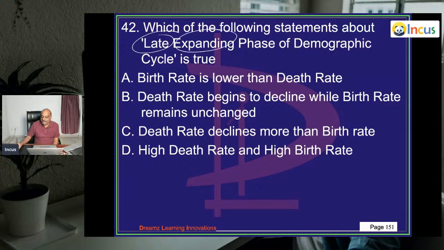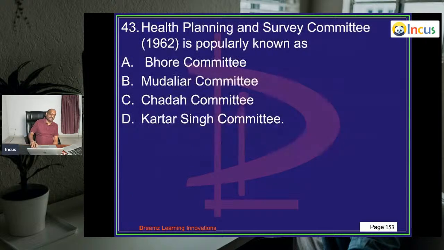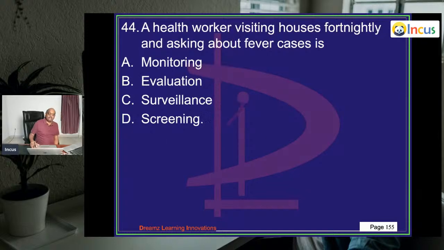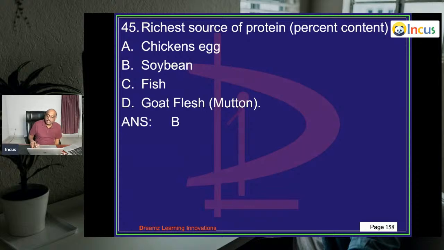In the late expanding phase of the demographic cycle, the death rate declines more than the birth rate. The health planning and survey committee is called the Mudaliar committee. A health worker visiting the houses fortnightly and asking about fever, that is called surveillance. The richest source of protein is soya bean, which is called poor man's meat.